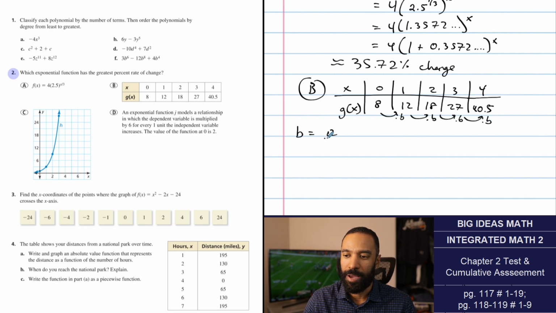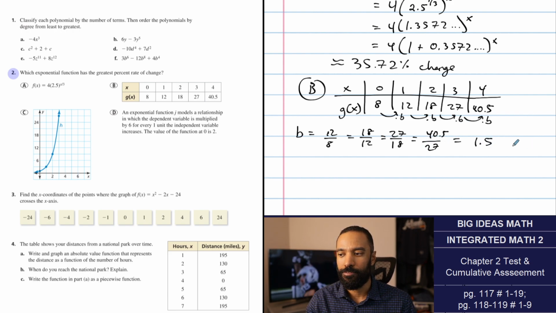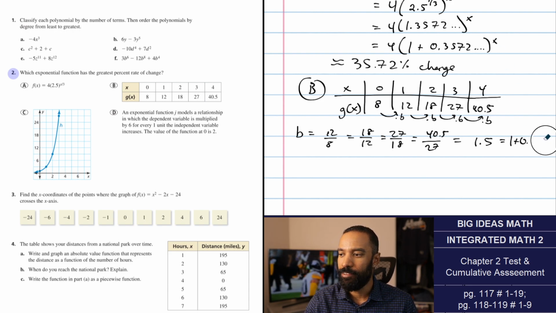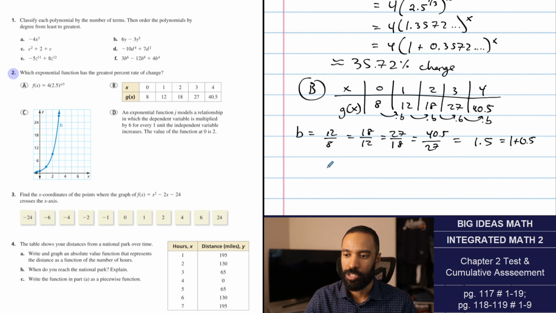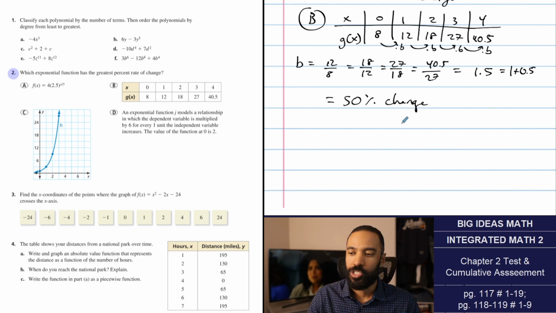But we divide 12 by 8 to figure that out. Or 18 divided by 12, or 27 divided by 18. And assuming it's not rounded, it doesn't look like it is, 40.5 divided by 27. They all get you the same value, 1.5. 1.5 is 1 plus 0.5, and 0.5 added represents a 50% change. 50% is more than 35.72%. So far, B is winning. C.